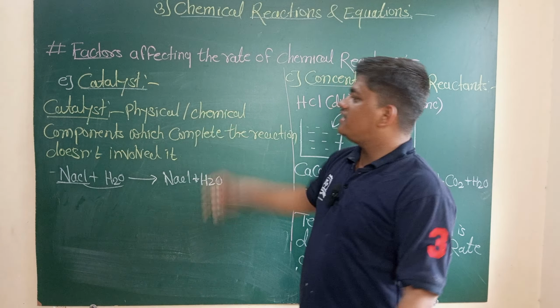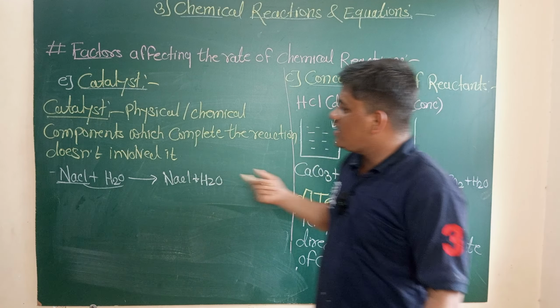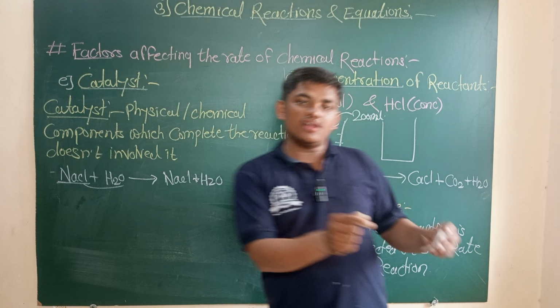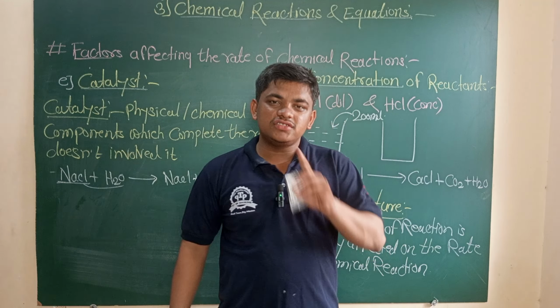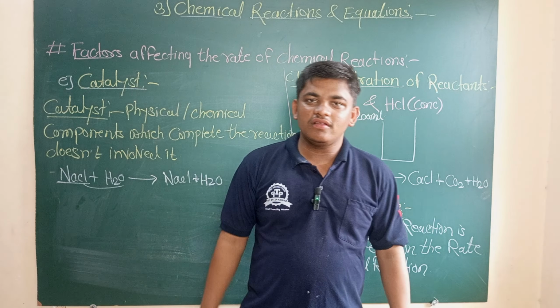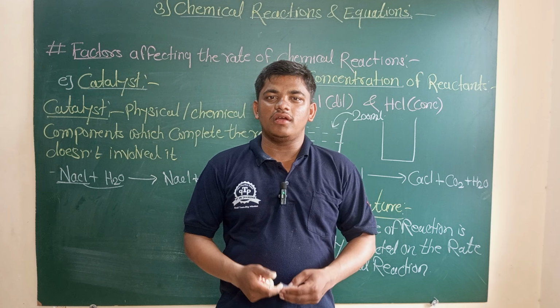And the last one is the catalyst. A catalyst is a physical or chemical component which helps complete the reaction but is not involved in it. Without being involved in the chemical reaction, it helps push the reactant to convert into the product. These are some examples and factors which affect the rate of chemical reactions.